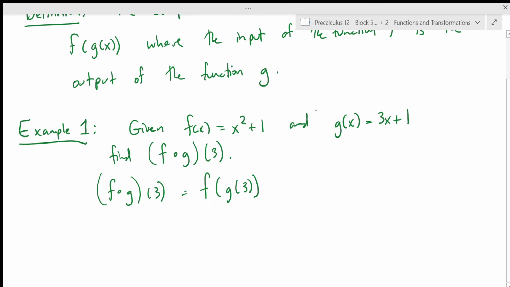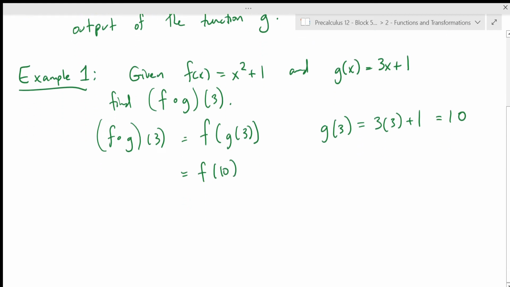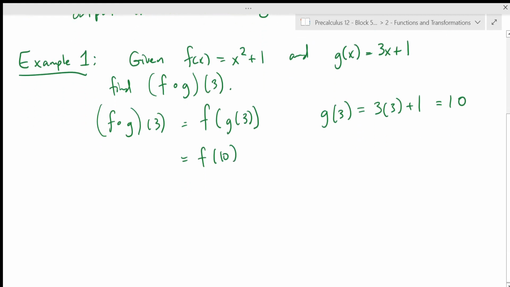So g of 3, we plug 3 in instead of x, so we get 3 times 3 plus 1, which gives us 10. So now we're going to find f of 10, and so f says we take x squared and add 1, so f of 10 is 10 squared plus 1, which is equal to 101. Remember, when we write f bracket 10, it's not f times 10, it's f of 10. That's the input to that function.